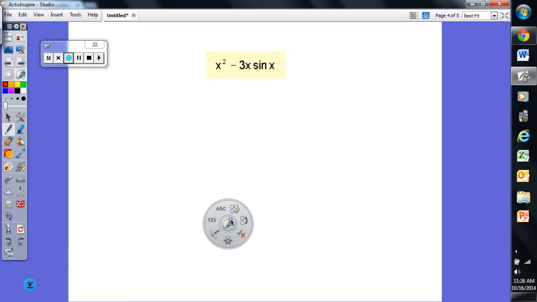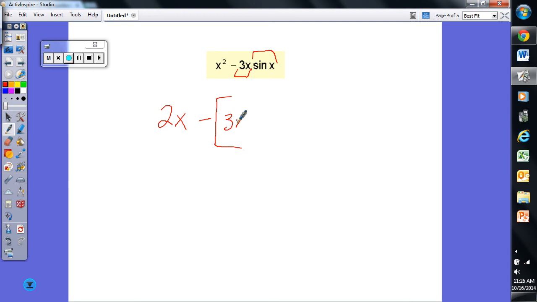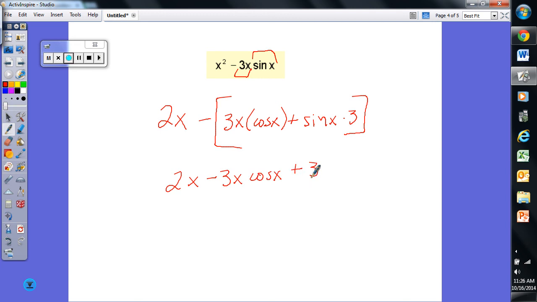This one, the derivative of a difference is just the difference of the derivatives. So 2x minus, now we have a product, but you can look at it as 3 things or 2 things. You could do 3 times x times sine x, but that would be silly because the derivative of 3 is 0. So we're going to look at this as the product of 3x and sine x. We have to subtract this whole thing: first times derivative of the second plus second times derivative of the first. To simplify, 2x minus 3x cosine x plus 3 sine x. Final answer. That is all you can do.